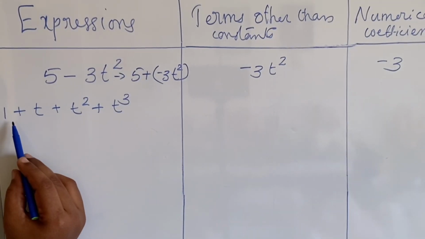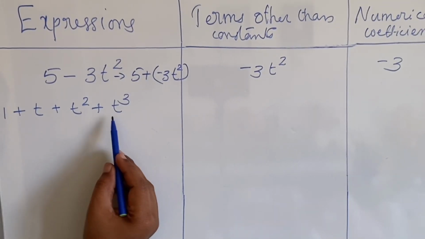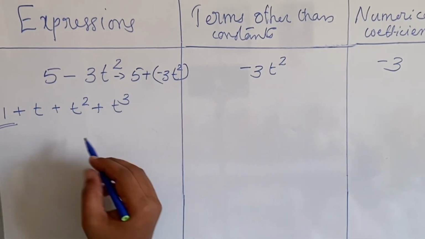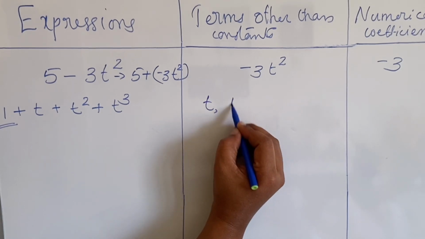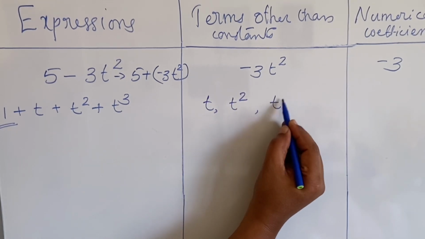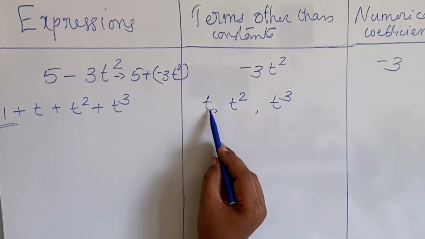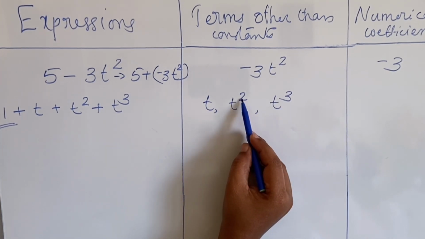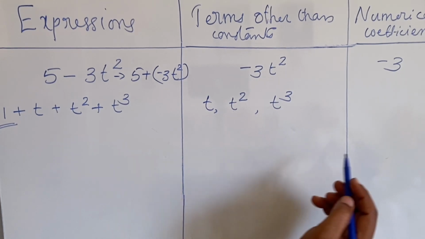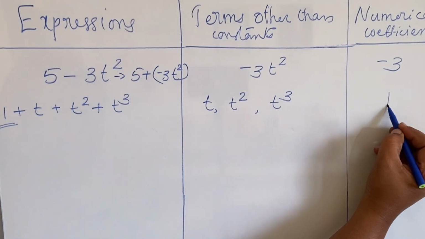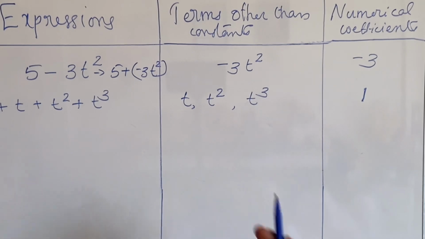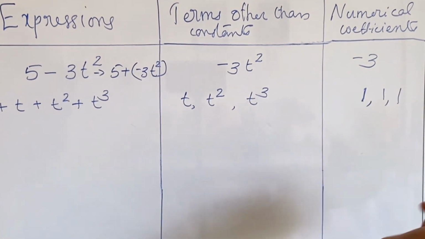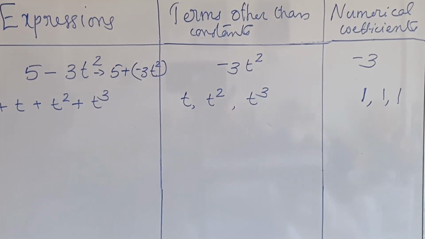Next question is 1 plus t square plus t cube. Here the constant term is 1 and the terms other than constants are t square and t cube. It is clear that the numerical values here are 1 into t, 1 into t square and 1 into t cube. So we can write the numerical coefficient of t is 1, the numerical coefficient of t square is 1 and the numerical coefficient of t cube is 1.